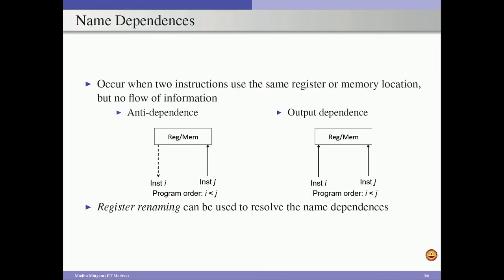Using register renaming, we can eliminate anti-dependences and output dependences, or otherwise the name dependencies among instructions. As part of this unit, we are going to discuss the register renaming concept. By the way, register renaming is used only for eliminating the name dependencies between instructions which use the same register. It is not for memory locations.